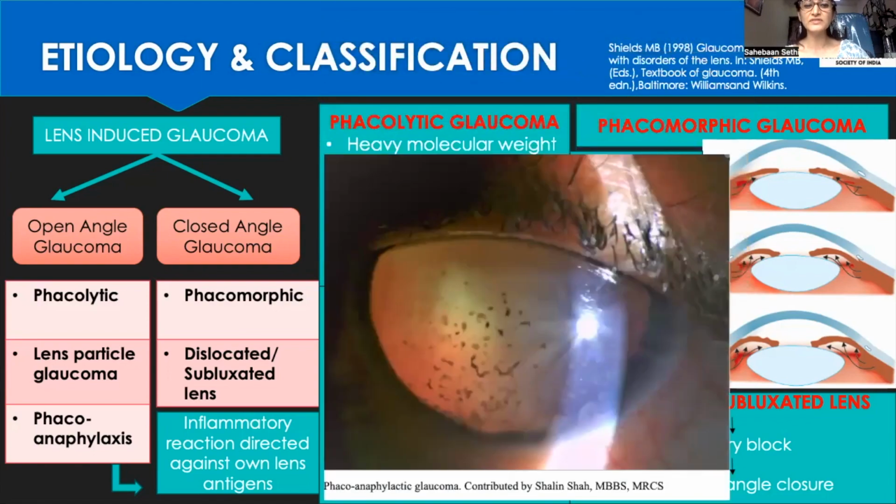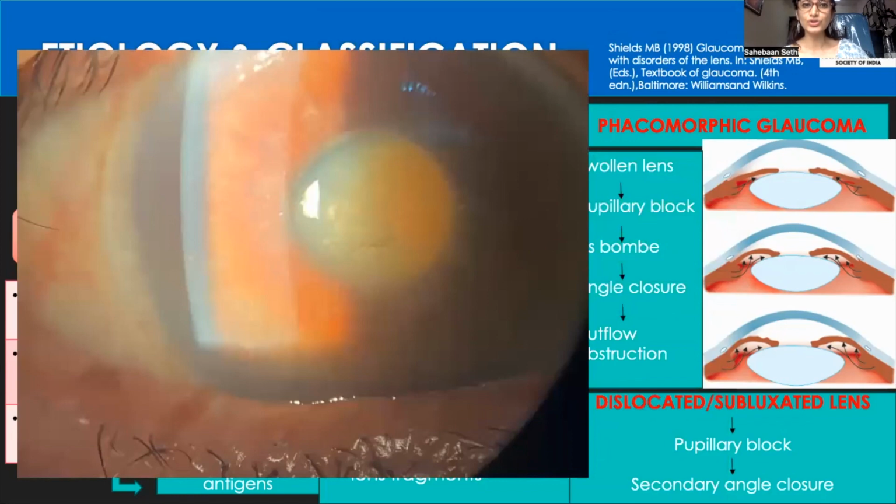The third type is the phacoanaphylactic glaucoma, which is actually a granulomatous inflammatory reaction directed against one's own lens antigens, which have been exposed. The type of angle closure glaucoma here is the phacomorphic glaucoma.